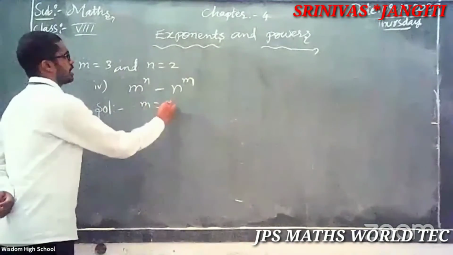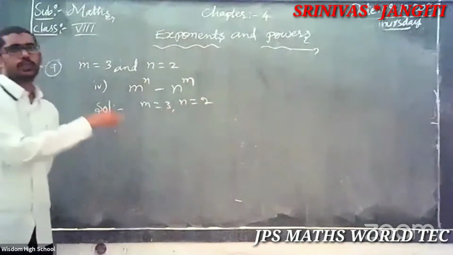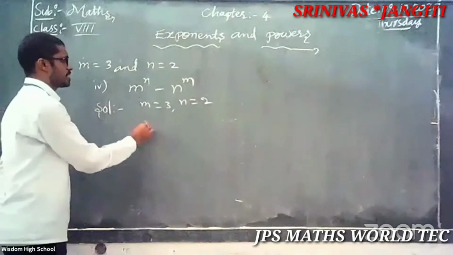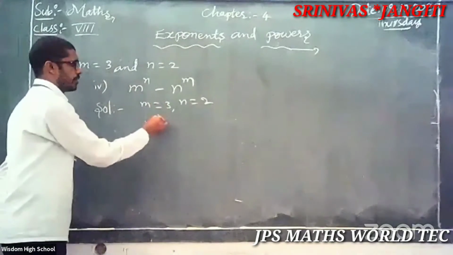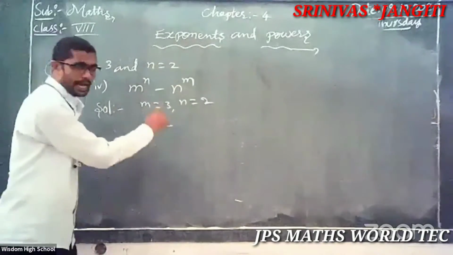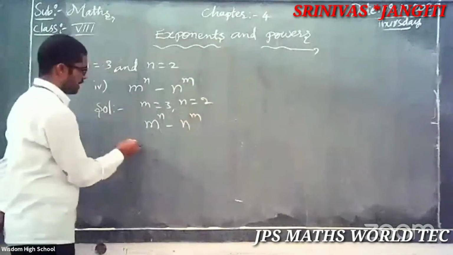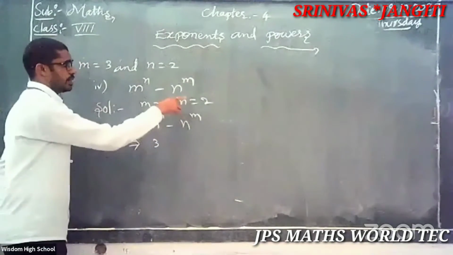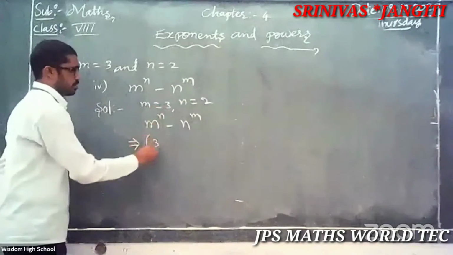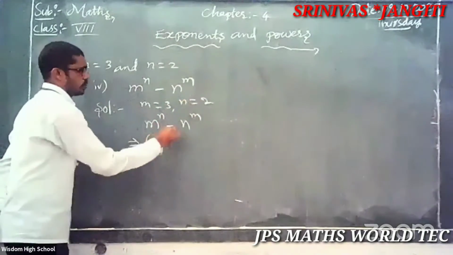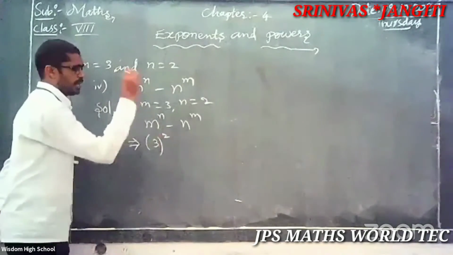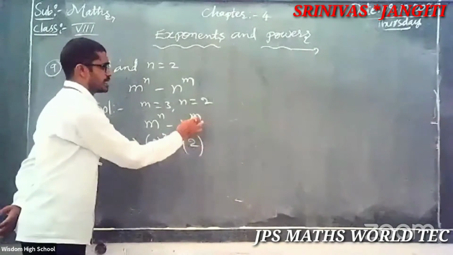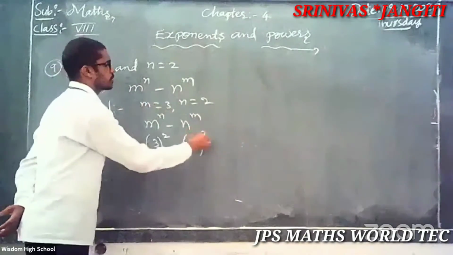M is equal to 3, then n is equal to 2. Substitute the replaces. What is the problem here? M to the power of n, okay, minus n to the power of m. That implies, what is here, m? Replace m with what? 3. Then here, what is given to you? N is given now, 3. N replace with what? 2. That means 3 square minus n. Replace n with what? 2. Then what is the replace of m? 3. See here.